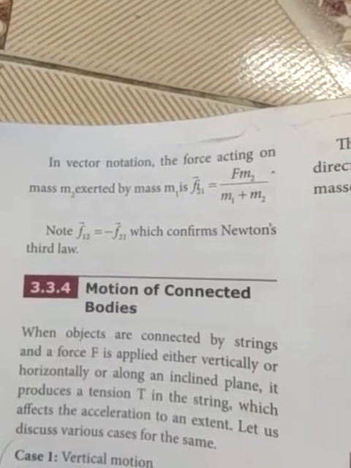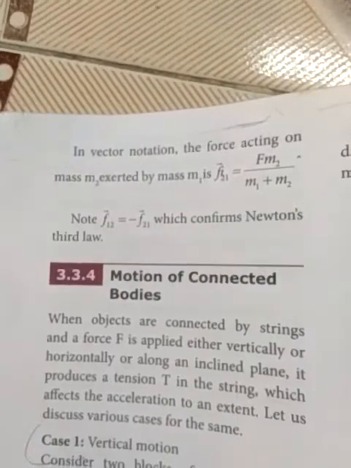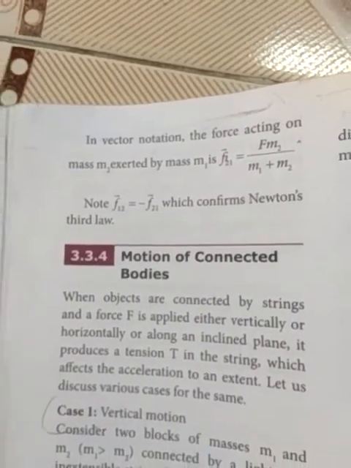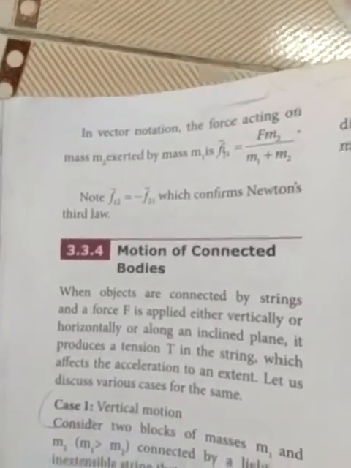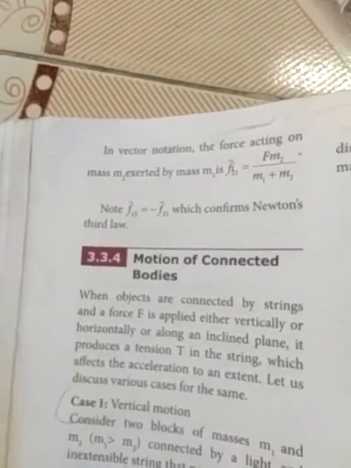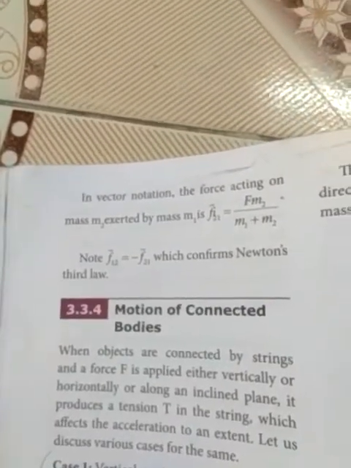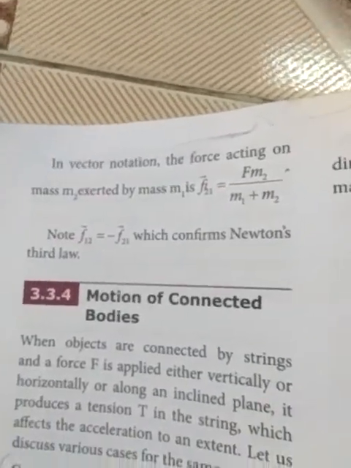We get the value. So what values do we get? The vector form of the force acting on mass m2, exerted by mass m1, is F vector 21 equals F m2 by m1 plus m2. Note that when we apply Newton's third law to these motions, we get F12 vector equals minus F21 vector. Are you understood, children? Thank you.